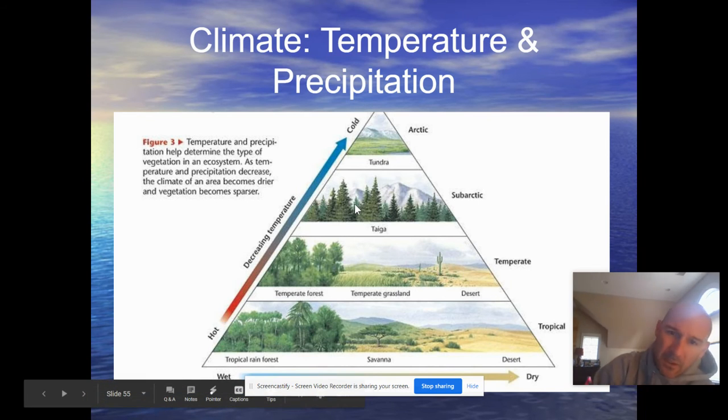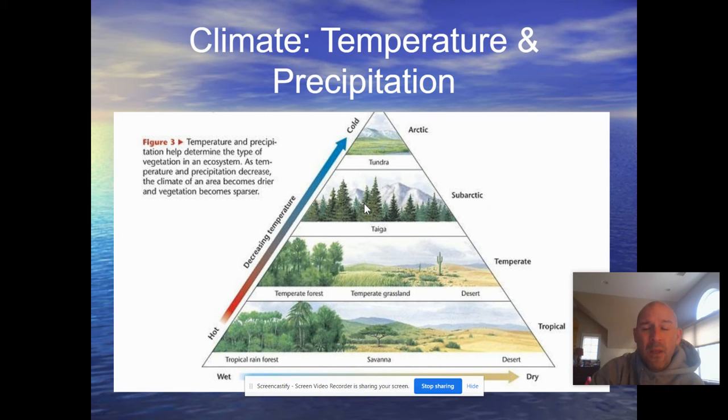We go a little bit colder, right? A little bit further north. We move out of our deciduous or temperate biomes. We move into our taiga, which are coniferous.